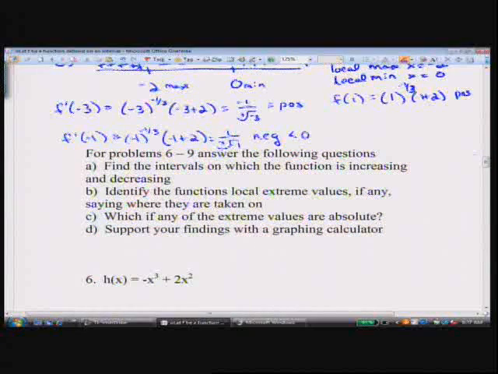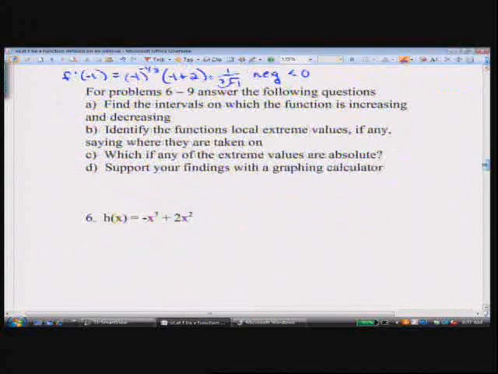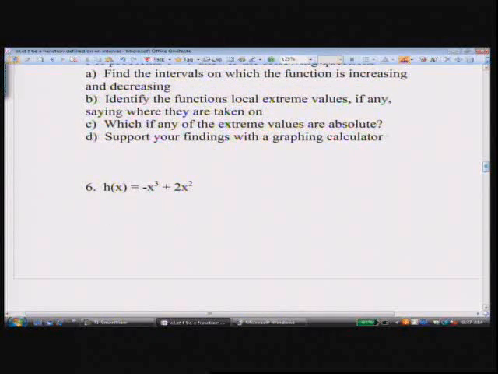Okay, so on number 6, we have to find the intervals on which the function is increasing or decreasing, local extrema, and decide whether they're absolute, support your findings with a graphing calculator. You might be like, well, why don't I just do it with a graphing calculator? Well, because I said so. All right, so what's the domain of this function, Robinson? You should always consider the domain first. All reals? Yes, negative infinity to positive infinity, because it's just a polynomial. Polynomials are like our favorite functions to play with.